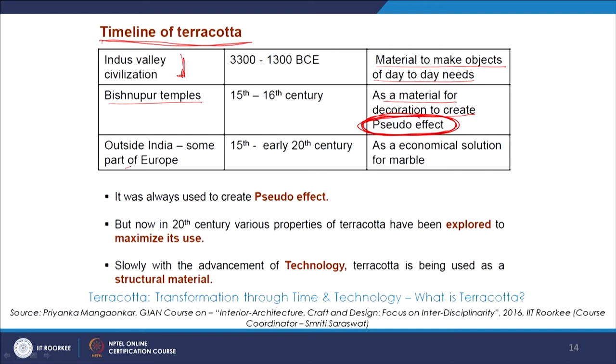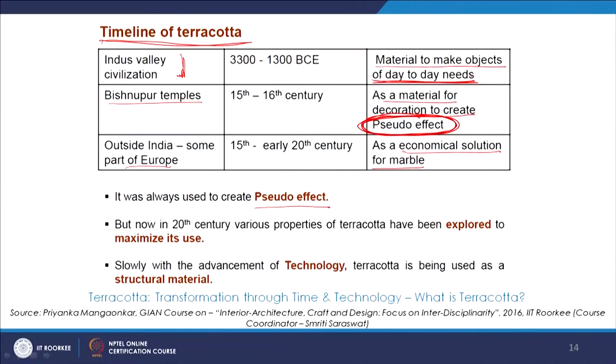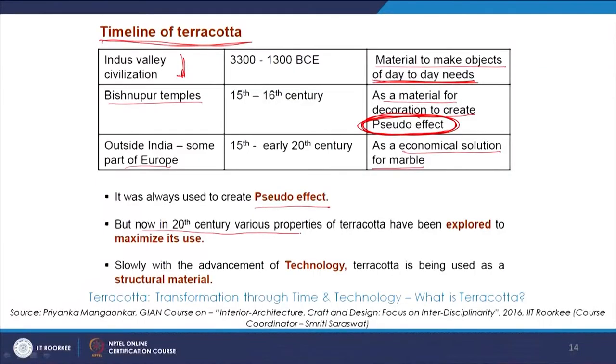Outside India also we see a lot of examples, and it is also used as an economic solution to marble. So it was used for creating pseudo effect, for creating surface embellishments, for creating objects of day to day needs, and now it is being used as a material for building construction, which is structural. In the 20th century, various properties of terracotta have been explored to maximize its use.